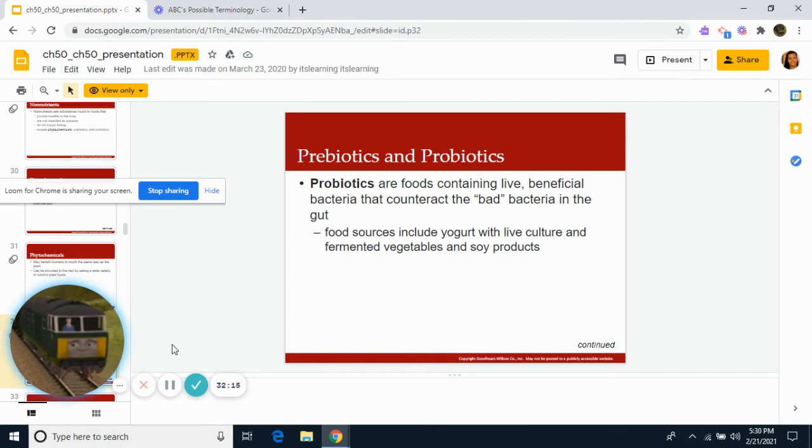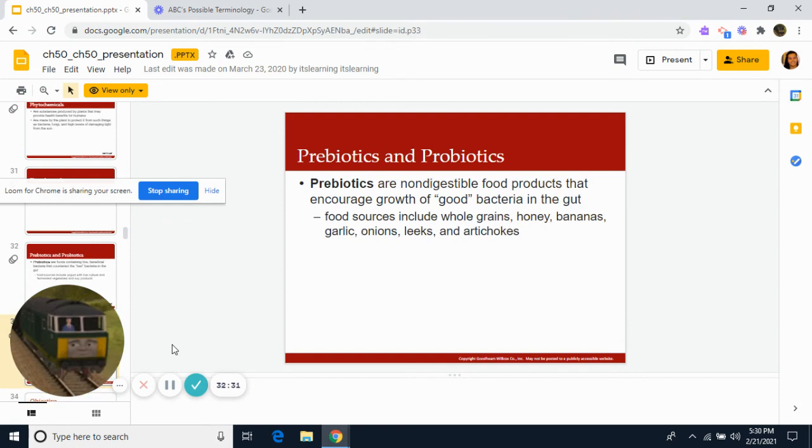Prebiotics and probiotics. Probiotics are foods containing live, beneficial bacteria that counteract the bad bacteria in the gut. Food sources include yogurt with live cultures, and fermented vegetables and soy products.